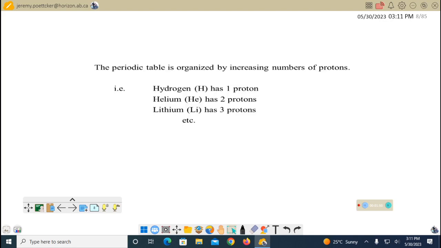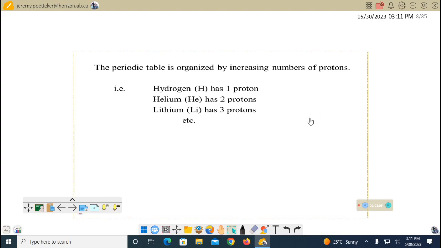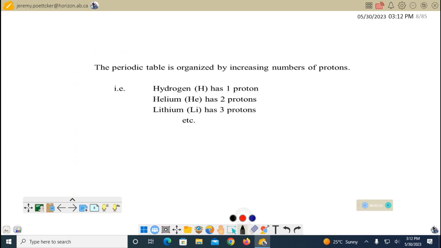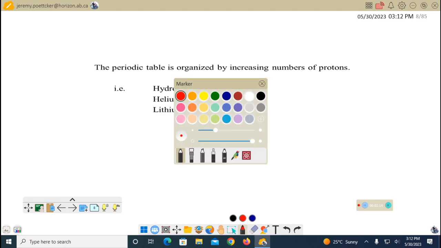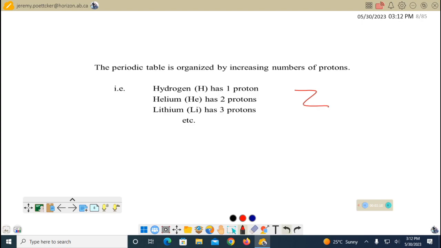The periodic table is organized by increasing number of protons. So hydrogen has 1, helium has 2, lithium has 3, beryllium, boron, carbon, and so on. Counting up by 1, you can look at your periodic table. And that number, we call it sometimes atomic number, we can also refer to as Z.